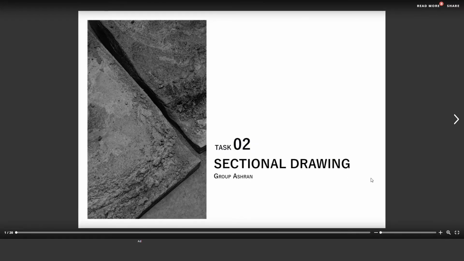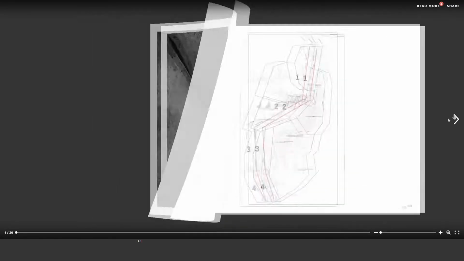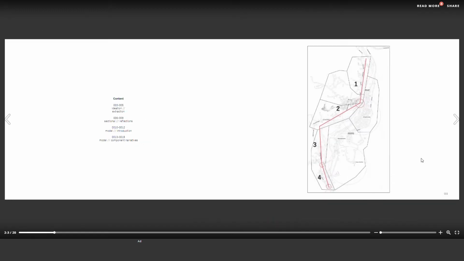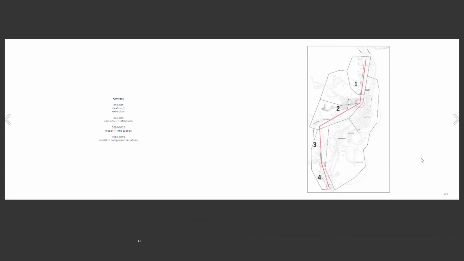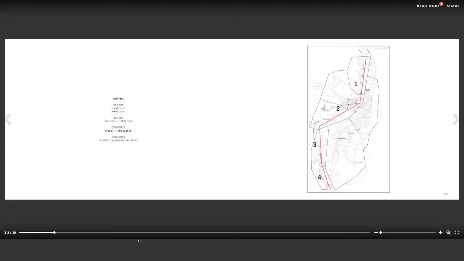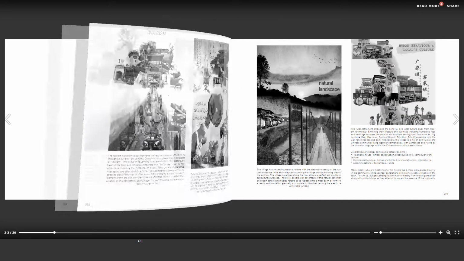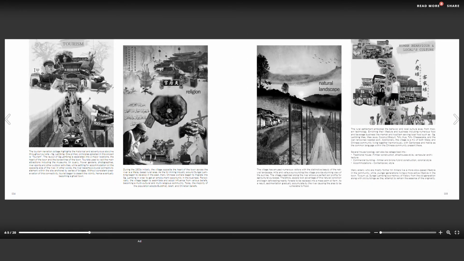Here is our Task 2 report, which is the sectional drawing. Our group is tasked to do the study of the community across the river. We cut into 4 sections, which will help us with our ideation extraction later on. These are our 4 ideation extractions from studying the site itself: the first is tourism, the second is religion, the third is the natural landscape, and the fourth is human behavior and local culture.